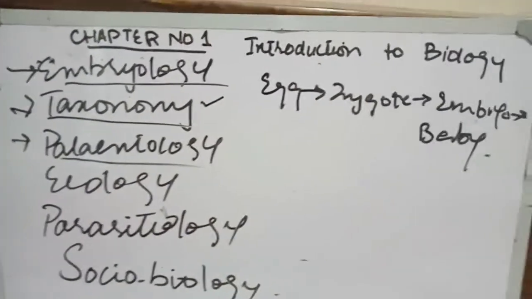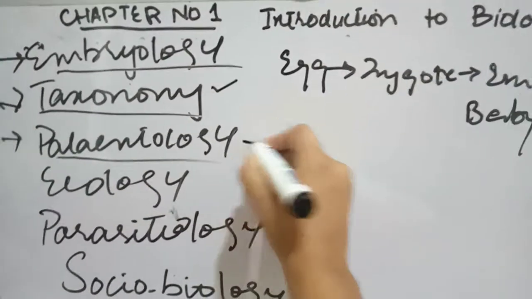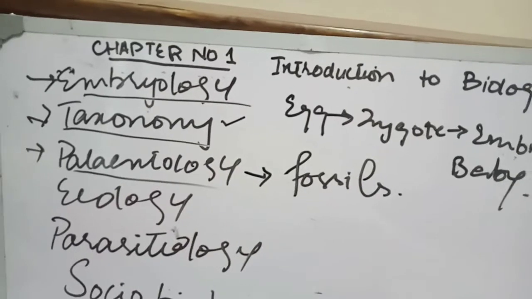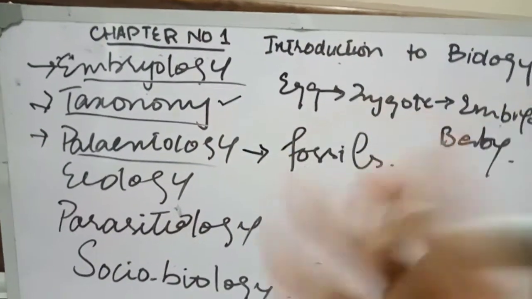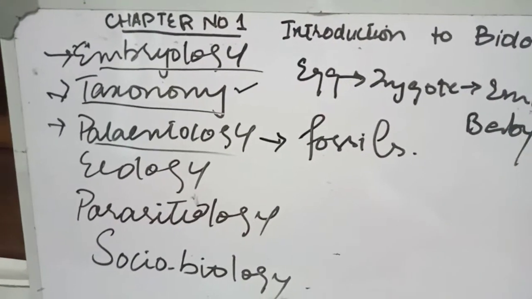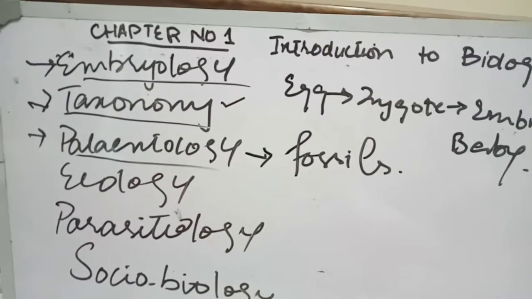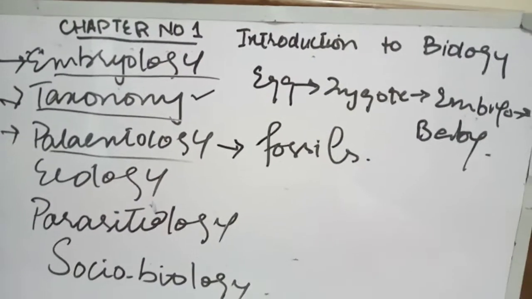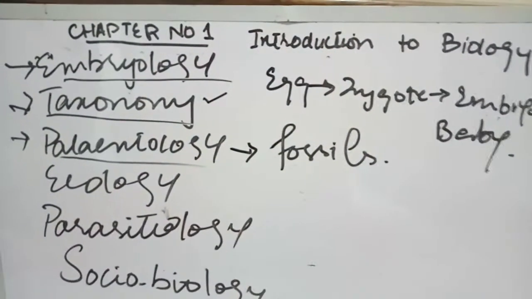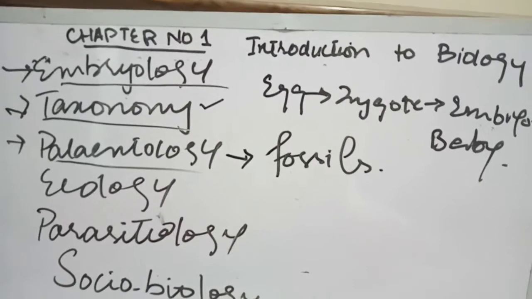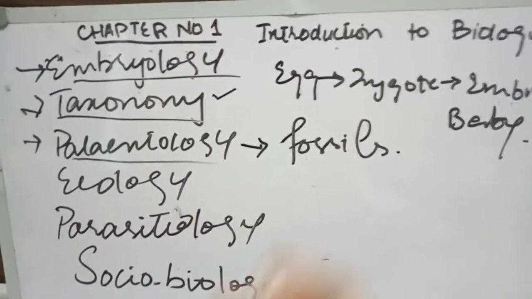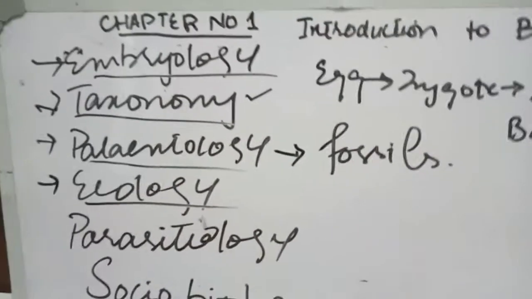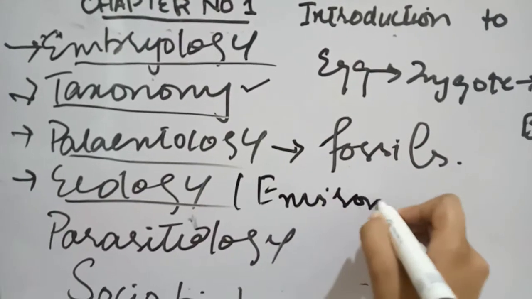It is also a branch of biology. In paleontology, we will study fossils. What are fossils? Fossils are the remains of extinct organisms that were buried in the soil and are no longer present today. Is it clear now? Those who work on fossils are known as paleontologists. Paleontologists study the ages and structures of fossils, and they will study evolution. Evolution means big change with the passage of time. After this comes ecology. Ecology is also known as environmental biology.